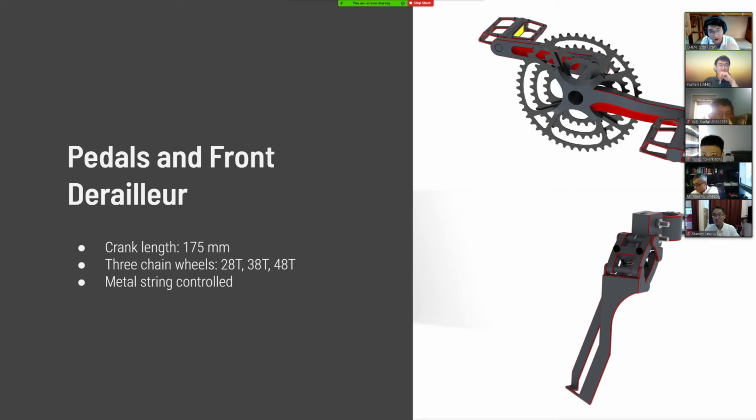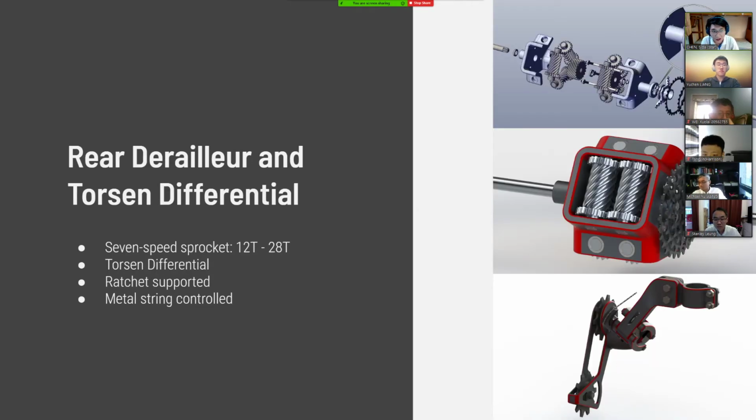This is the typical pedals with 3 chain wheels on it, and there's an adapted front derailleur with metal string control. And then there are the output ports, the rear derailleur and the torsion differential. So the torque is passed from the chain to the 7-speed sprocket, and then through the ratchet, the torque is passed to the torsion differential to differentiate the torque into 2 rear drive shafts. And the rear derailleur is also adapted and metal string controlled.